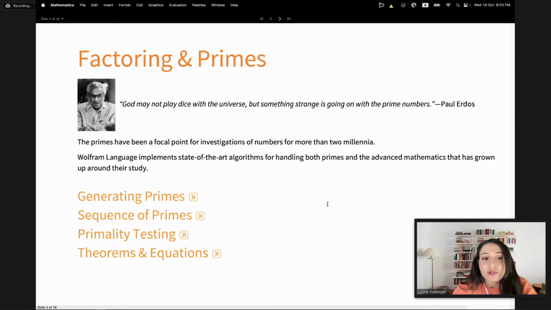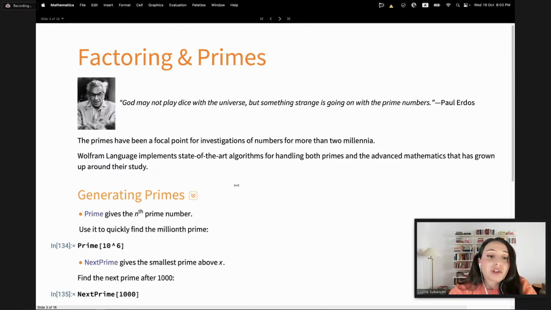So the Wolfram language implements the modern algorithms for handling both primes and the advanced mathematics that has grown up around their study. And again, we grouped all the functions concerning factoring and primes into the following categories: generating primes, sequence of primes, primality testing, theorems, and equations. Let's begin with generating primes.